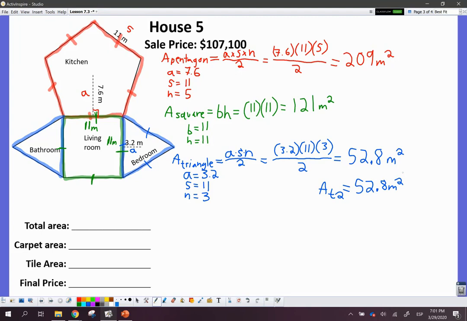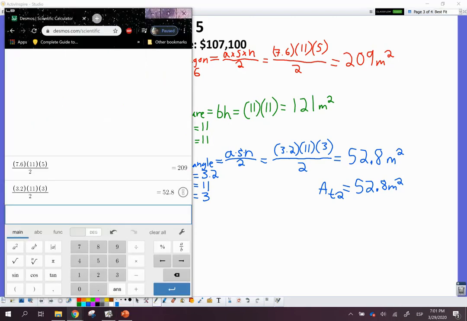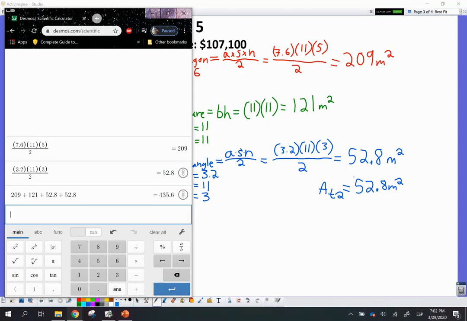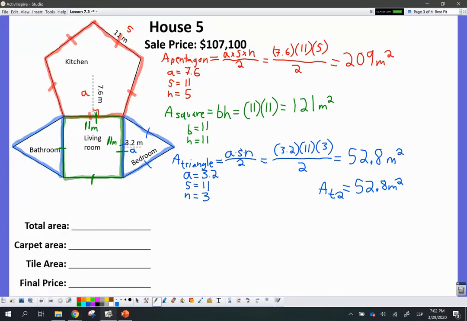All right. So I have all of my areas for all of my shapes. So now I can start filling out these blanks over here. So the total area, if I want to find the total area, then all I have to do is add the areas that I found, add them together. So let's do that. 209 plus 121 plus 52.8 plus 52.8 again, because I had 2 triangles. That gives me 435.6.